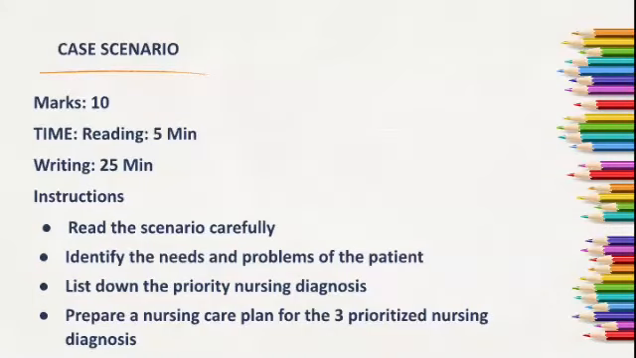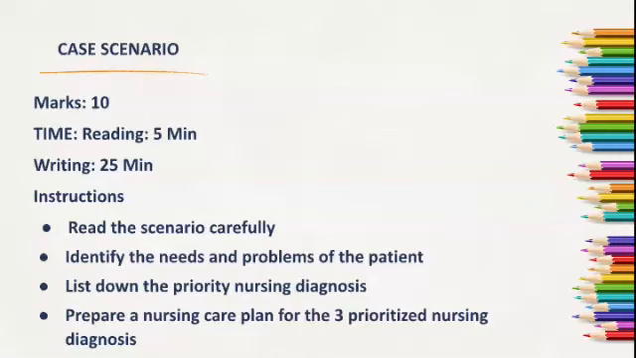So we will move on to the cognitive skill station. That means you will be given a case scenario and you have to write a nursing care plan based on the scenario. So here the case scenario carries total marks 10, and the total time is 30 minutes, the reading time is 5 minutes, and the writing time is 25 minutes.